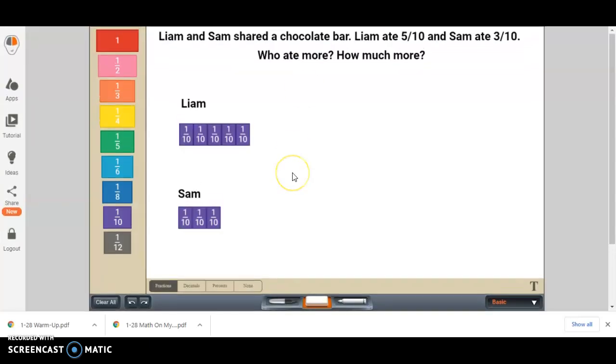So let's look. Liam and Sam shared a chocolate bar. Liam ate 5/10 and Sam ate 3/10. Who ate more? And how much more? So here's Liam, here's Sam. If we see, we have 1, 2, 3, 4, 5/10 for Liam, and 1, 2, 3/10 for Sam. So, who ate more?